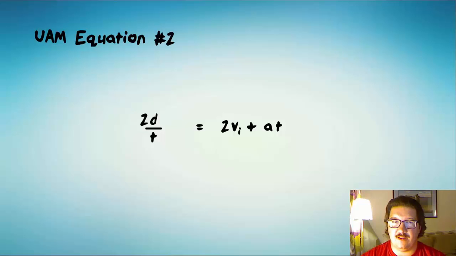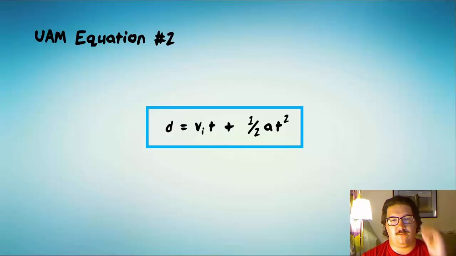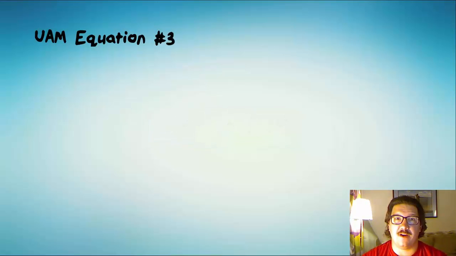And I don't like that t in the denominator, so let's multiply everything by t. So we get 2vit plus at squared now. And let's get rid of these 2's. Let's divide everything by 2. So those 2's go away. And now we're just cleaning up a little bit. We get d equals vit plus 1/2 at squared. That is UAM equation number 2. Okay, on to the final one.